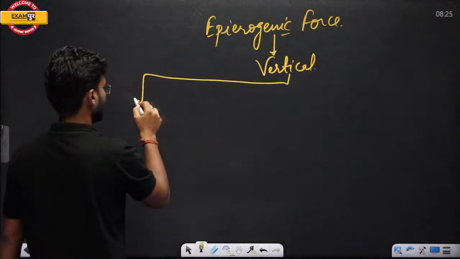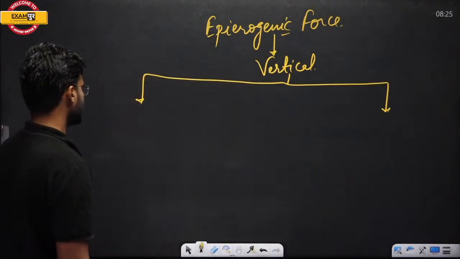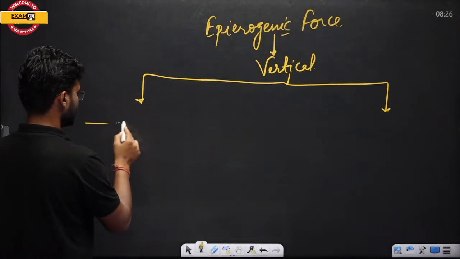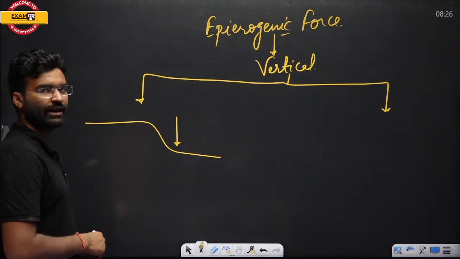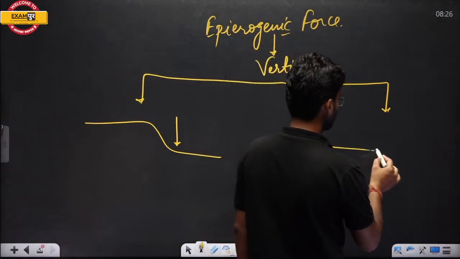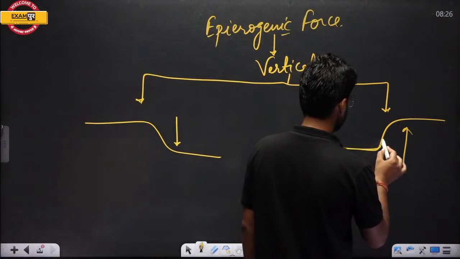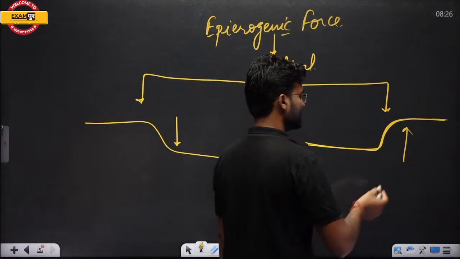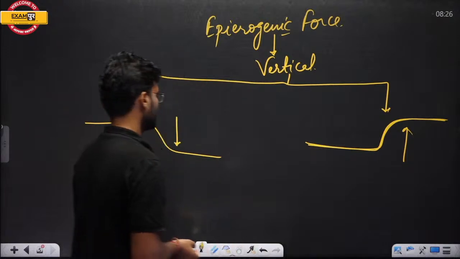If the force is working in the vertical direction, there are two possibilities. If any landmass is already situated, then due to this force, it can be submerged. And if any landmass is in the same condition, but due to the vertical forces, this landmass can arise. So there are two possibilities.